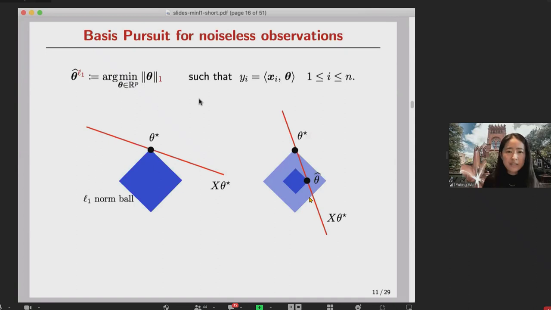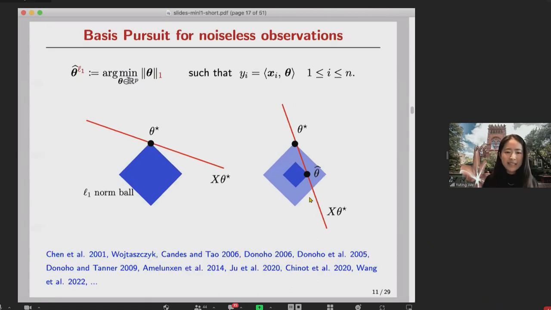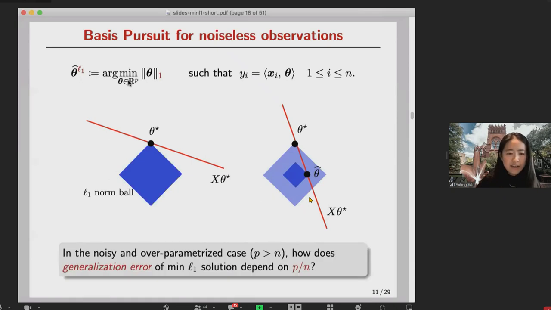It may not take you long to realize that the minimum L1 solution in the noiseless case connects back to the well-known basis pursuit estimator, where you restrict yourself to all the interpolators that have zero training error, and the minimum L1 norm solution corresponds to the one that has the minimum L1 norm. So it naturally connects to the compressed sensing literature, where people have developed a nice theory about this basis pursuit estimator in the noiseless case. However, in the noisy and over-parameterized case, the natural question is how the generalization error of this estimator depends on the ratio P over N, where P is the number of features and N is the number of observations.